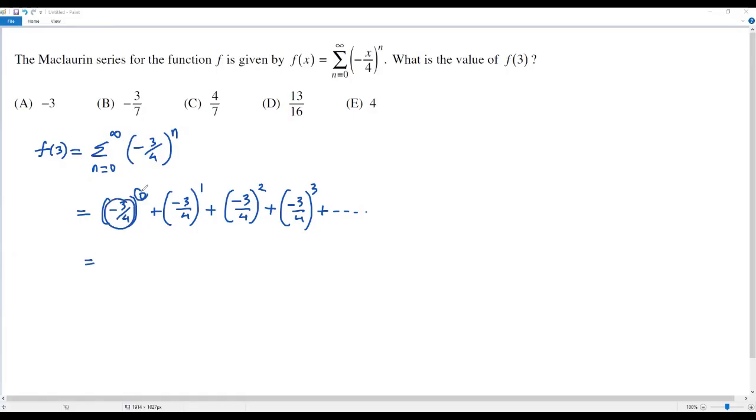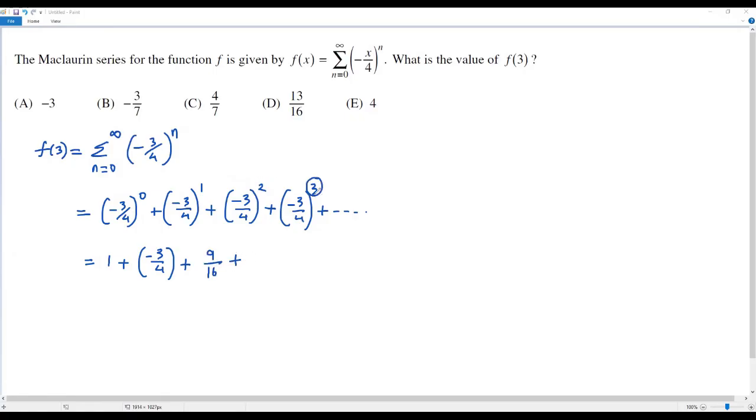Anything raised to the power 0 equals 1. The value of this one is just 1, positive. And since the exponent is 1 over here, its value is the same as the base, that is negative 3 over 4. Now let's evaluate the value of this one. Since we have an even exponent, this negative will become positive. When you take the exponent 2 for this 3, it will become 9 and the denominator will become 16. And we'll have a positive 9 over 16 because this negative will become positive for an even exponent. We get 9 over 16.